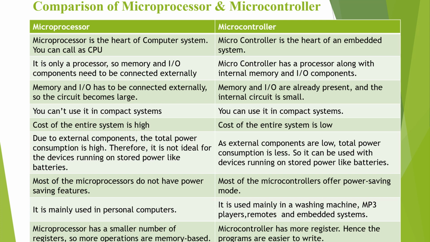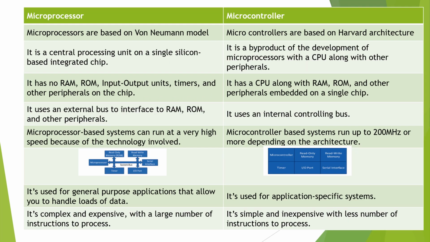A microprocessor has a smaller number of registers, so more operations are memory based, while a microcontroller has a rich set of registers, hence the programs are easier to write and quite faster, and they make maximum use of registers. They are not directly accessing the memory. Microprocessor architecture is based on the von Neumann model, while microcontroller architecture is based on Harvard architecture.